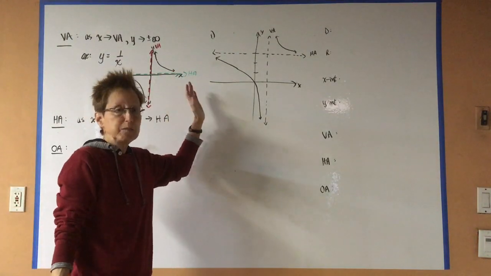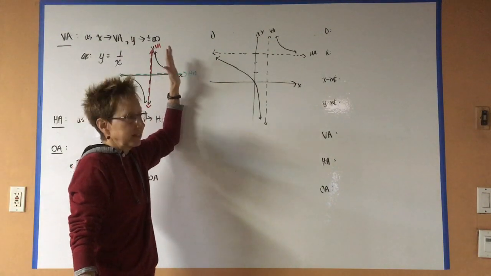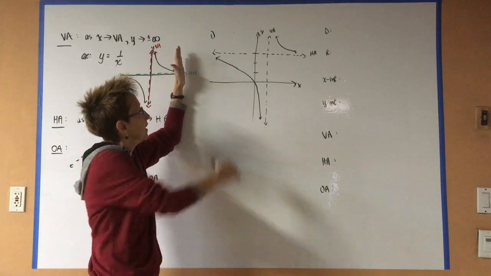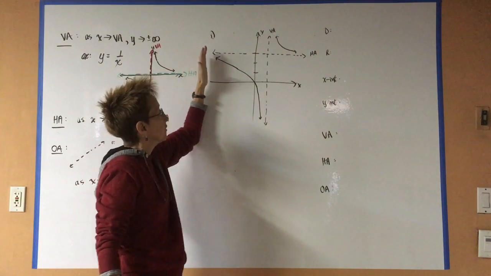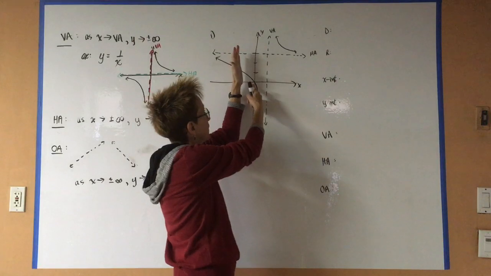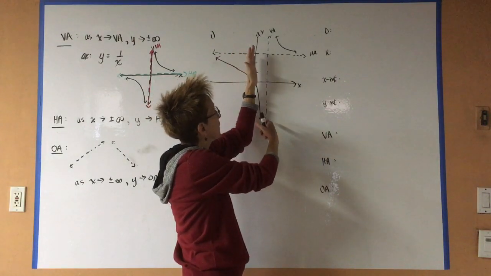So domain, all possible x values. So here I am at negative infinity for x. I'm hitting this piece of the graph. So I've got all the negative values of x spoken for. 0 is spoken for. What's the x value that's not spoken for here?